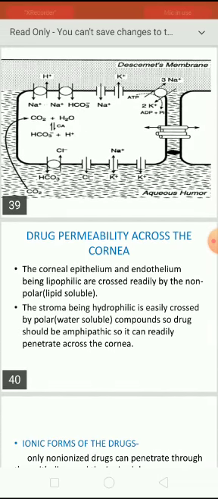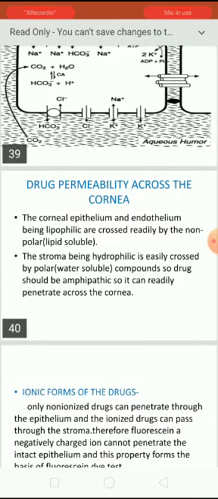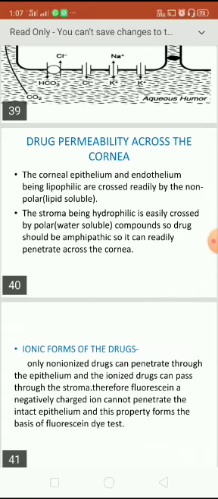The drug permeability across the cornea. The corneal epithelium and endothelium are lipophilic and are crossed readily by non-polar, that means lipid soluble, substances. The stroma is hydrophilic, so it is easily crossed by polar, that means water soluble, compounds. So a drug should be amphipathic so that it can easily penetrate across the cornea.